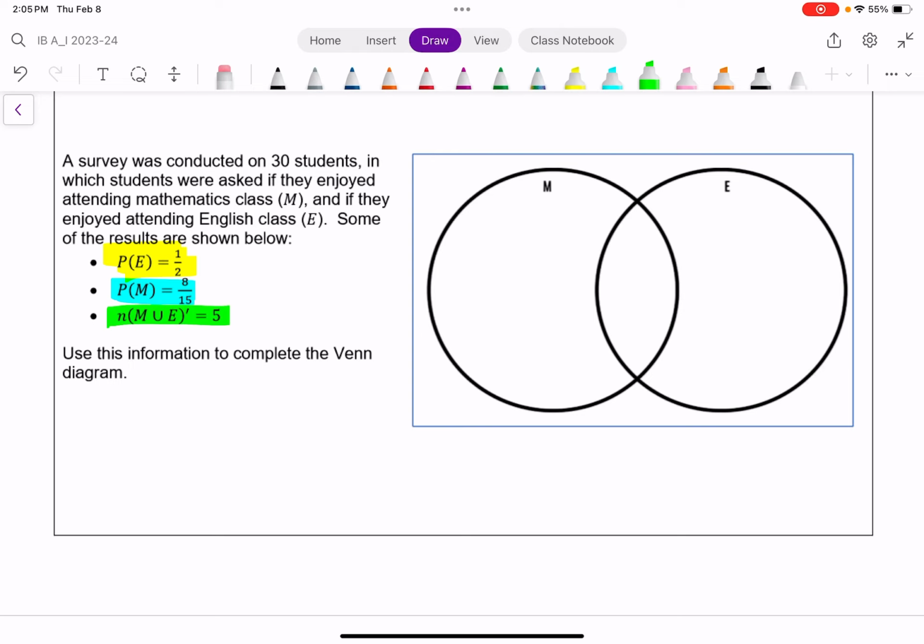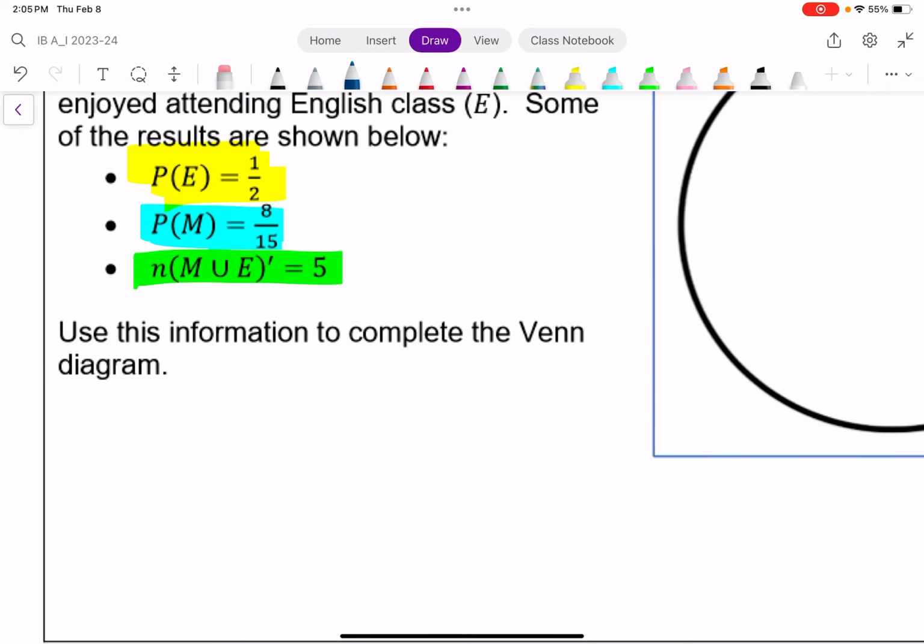This is the trickiest one. This means the number of students who enjoyed math and enjoy English, that's what this represents, but not that, so the complement of that. So put that all together, this means the number of students who don't enjoy both math and English is 5. So we know there's 5 students who enjoy neither math nor English, and that's what all this represents. The union of math and English is how many enjoy both, but it's not those.